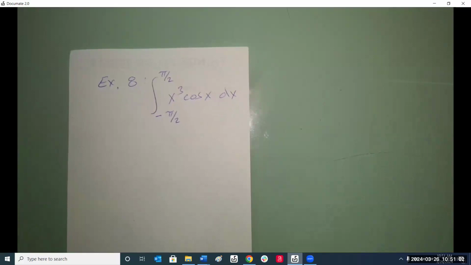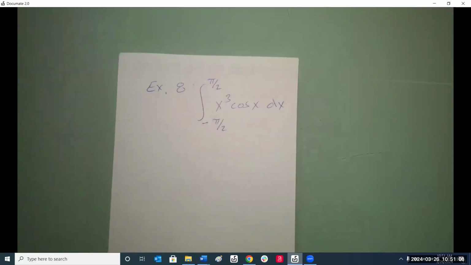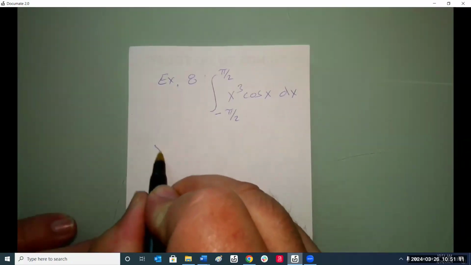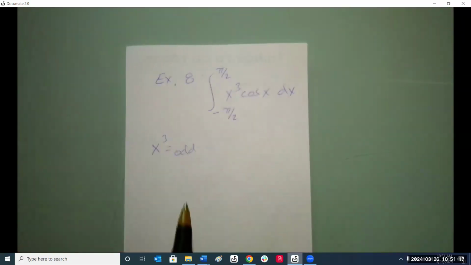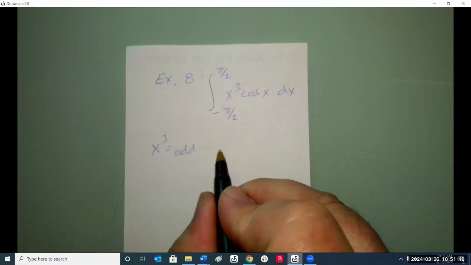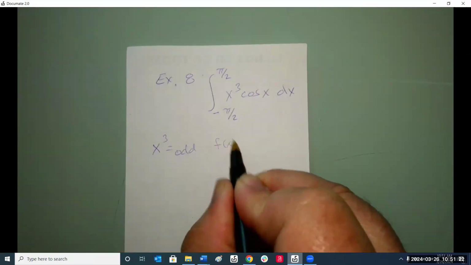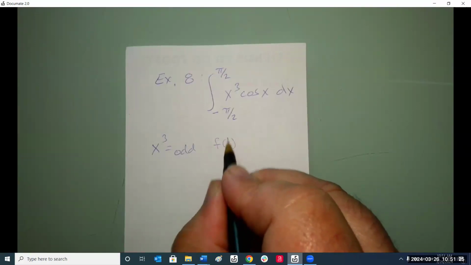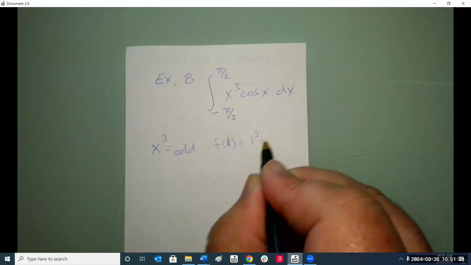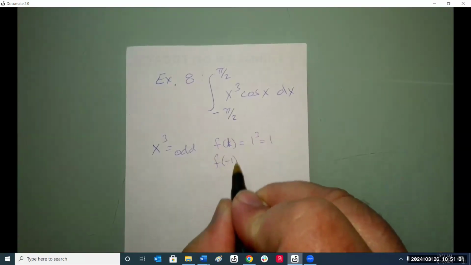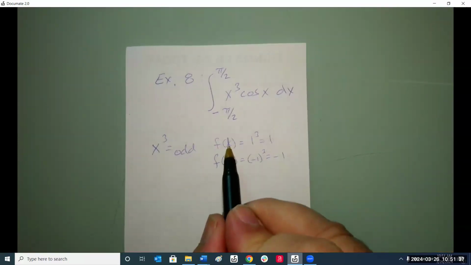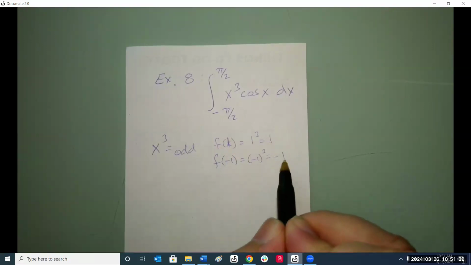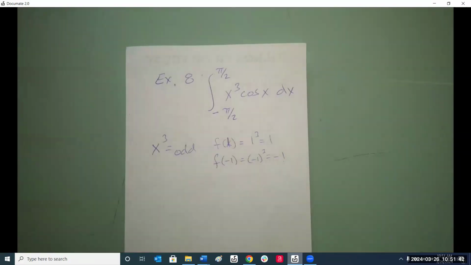So what we have to do here is look at the concepts of the functions themselves. X cubed is an odd function. What does that mean? That means if I put a positive 1 inside there, 1 cubed is 1. If I put a negative 1 in there, I get a negative 1. So when x is positive, the answer is positive. When x is negative, the answer is negative. That makes it an odd function.